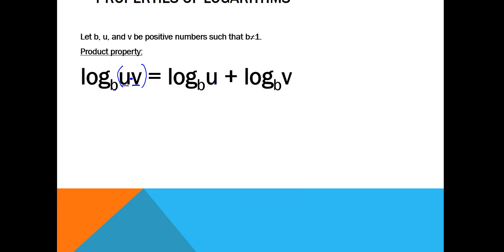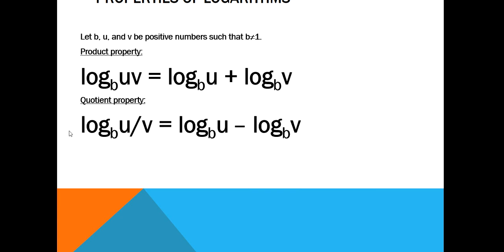Now, there's also the quotient property. The quotient property is just like the product property. The only difference is in our log here, I have u divided by v, and when I separate it, I get log of u minus log of v. So it's the numerator minus whatever's in the denominator to split it up. Or same thing, if we're going the other way, if I have two logs with the same base, I can condense them, put them together. If this is subtraction, then it creates a division.